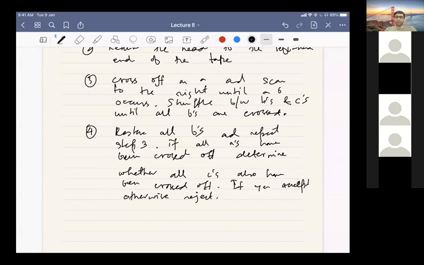So I will stop at this point. We will take a break, and once we come back from the break, I will explain it further, and we will do some examples and see how it works. Okay, so we'll follow this algorithm. Let's take a break of, let's say, 10, 15 minutes. Let's come back at 7:45. Thank you, sir.